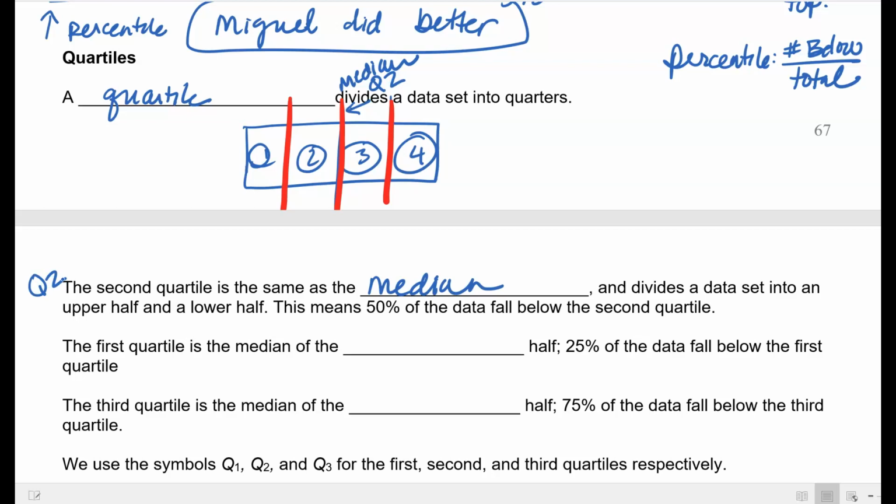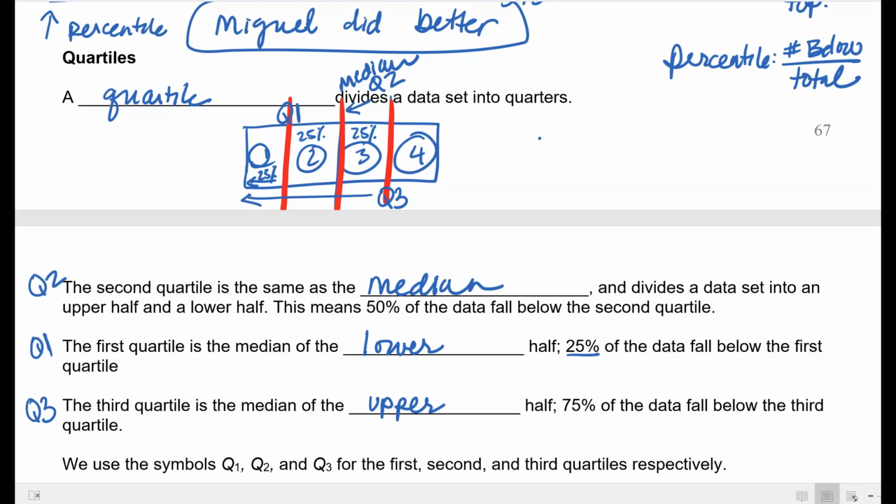The first quartile is the median of the lower half. 25% of the data fall below it. So this is Q1 right here, and you've got 25% of data below that number. And Q3 is called the third quartile, which is right here, and it's the median of the upper half of the data. 75% of the data fall below that because every single one of these pieces of the cake is 25%.